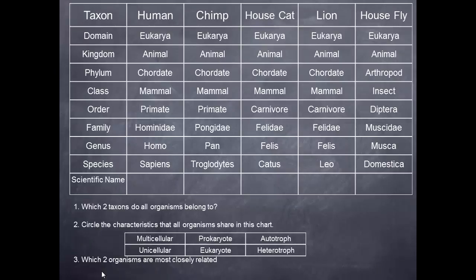All right, here I have the classification of five species: a human, a chimp, a house cat, a lion, and a housefly. What I would like you to do is fill in their scientific names, write them properly, correctly, using proper punctuation and so forth, and then answer these three questions. I want you to write the scientific name for each of those species and then answer the three questions.